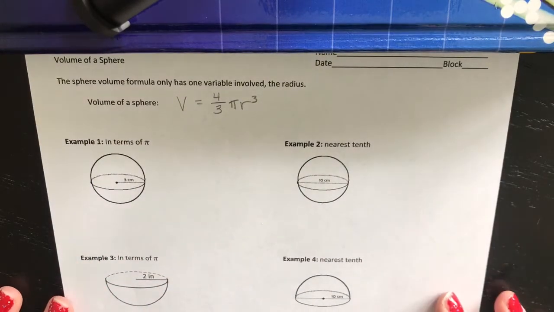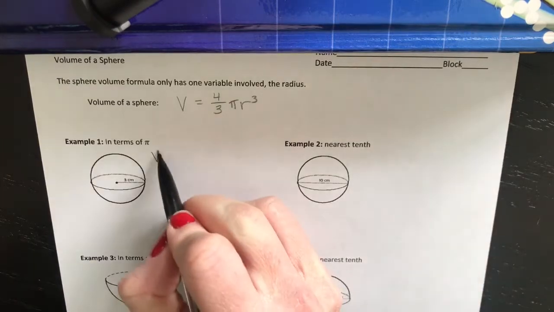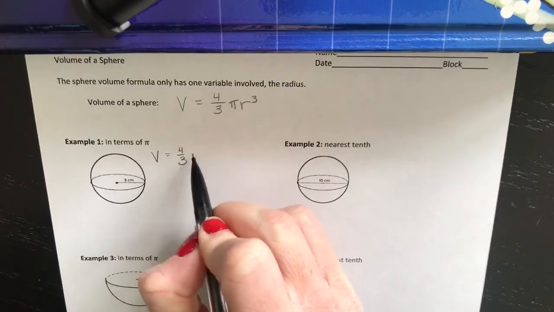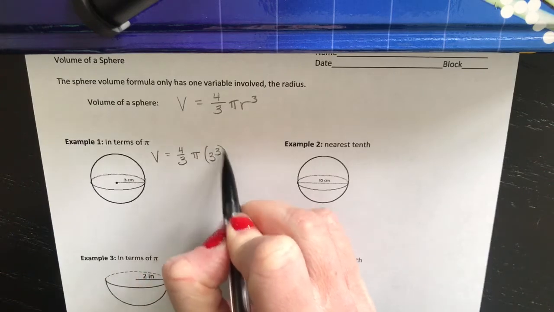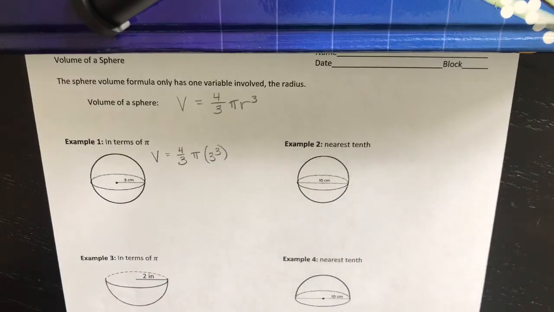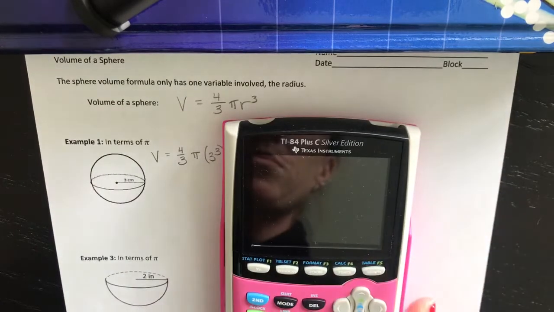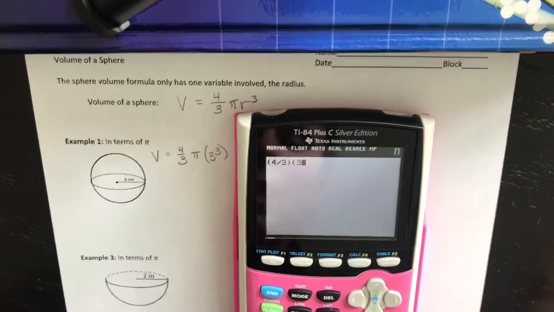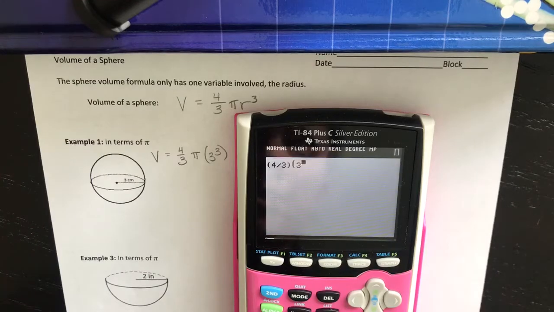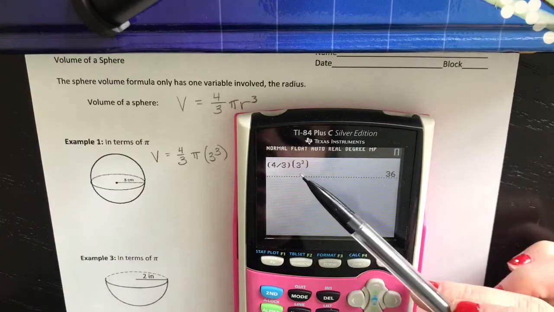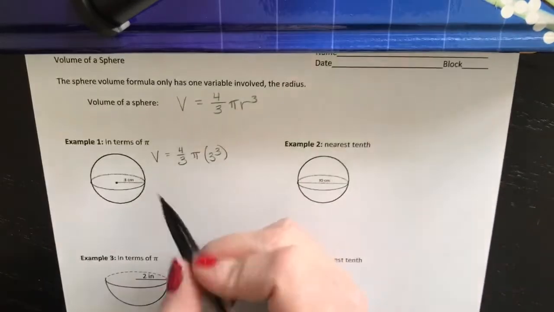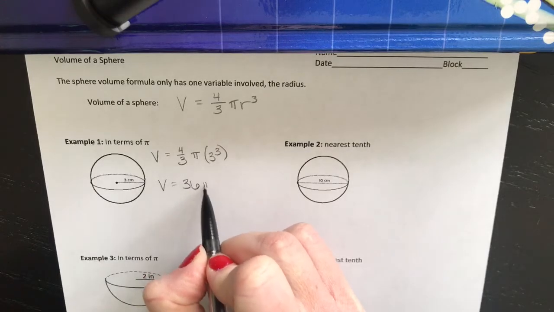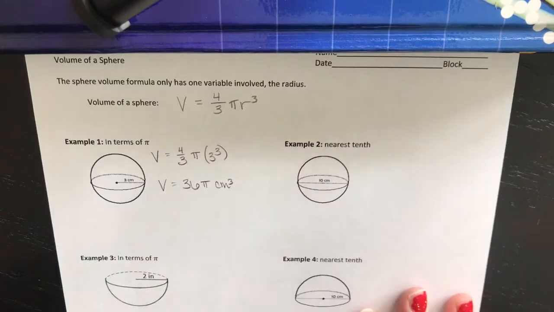So example 1, find the volume in terms of pi. So the volume would be 4/3 pi 3 cubed. As a reminder, if it is in terms of pi, you do not put pi in the calculator. 4/3, you can use alpha y equals, or you can simply do 4 divided by 3, whatever you wish, times 3. Now cubed is this caret, and you put a 3 in there. So it would look like that, 4/3 times 3 cubed. So it would be 36 pi for number 1. And then if you are going to put a label, centimeters cubed.